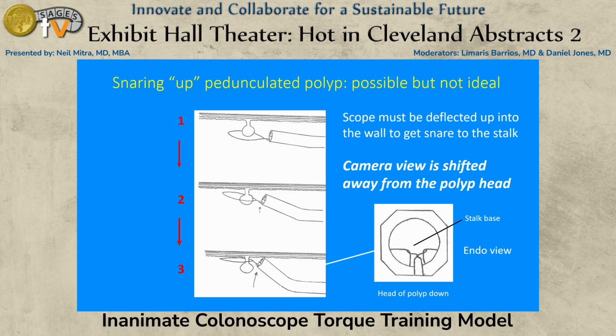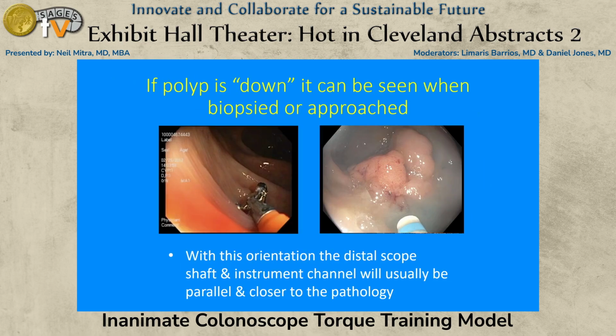Although not recommended, at times it is possible to snare a pedunculated polyp in the up position on the monitor. To do so, however, the distal scope shaft must be deflected sharply upward in order for the snare to engage the polyp stalk. This has the unintended effect of shifting the scope's view away from the polyp. To summarize, the ideal position for the pathology is on the bottom of the monitor image, since that is the working zone for the through-the-channel instruments with an endoscope.